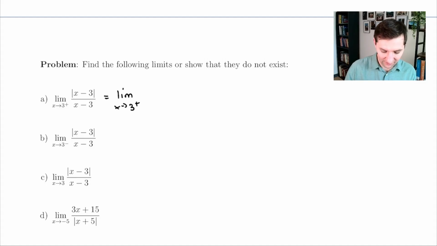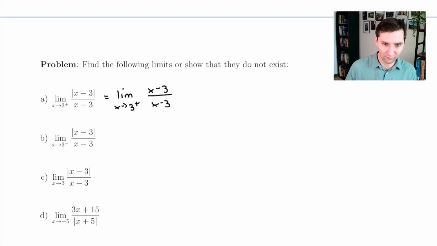So, I ask myself, as I'm using x's close to 3 on the right side, will the expression inside of the absolute value be positive or negative? A typical input on the right side of 3 is 3.1. When I plug in 3.1 here, I get a positive number. So that means I don't need that absolute value in the numerator, and I can simply write it down as x minus 3 divided by x minus 3.